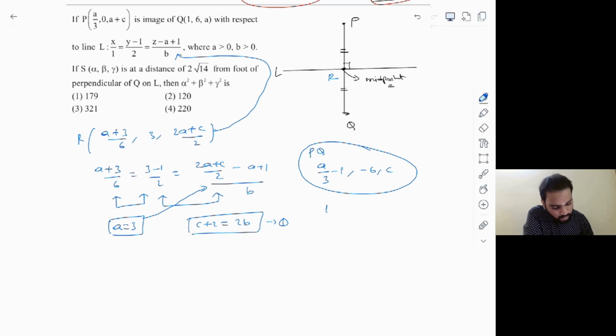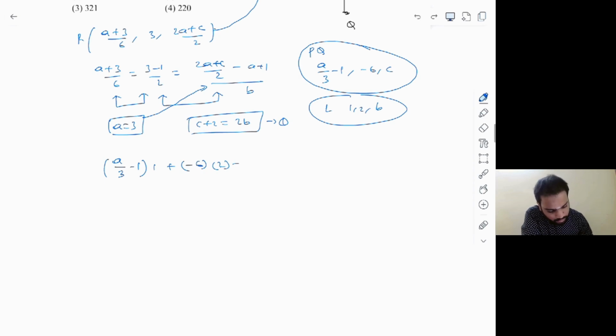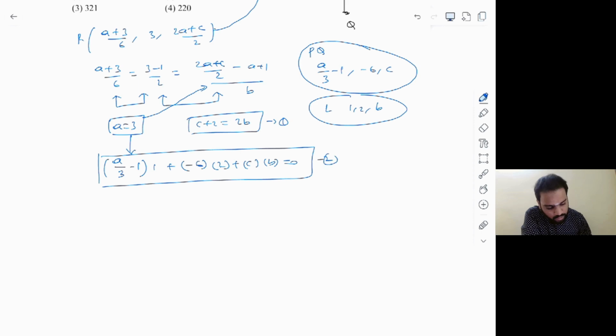Similarly, we have to get the DRs of line L also, but what do we know? The denominators are nothing but the DRs, right? Which will give you 1, comma 2, comma b. So you have the DRs of the two lines, but clearly this line L and PQ are perpendicular to each other. So directly apply the condition, that is (a by 3 minus 1) multiplied by 1 plus (minus 6) multiplied by 2 plus c multiplied by b is equal to 0. Now already you have the value of a. Take that and put it here, and you get one more equation in terms of b and c. So take it as equation 2.